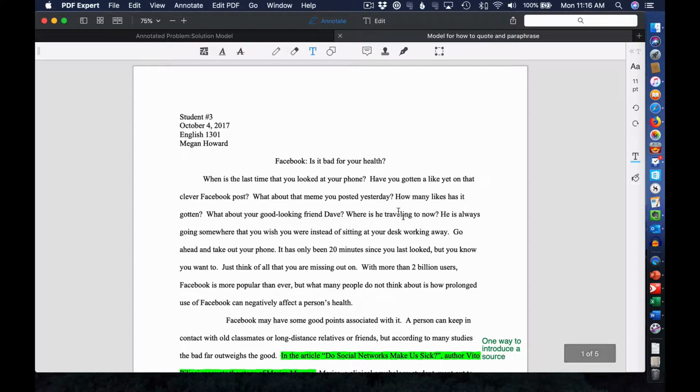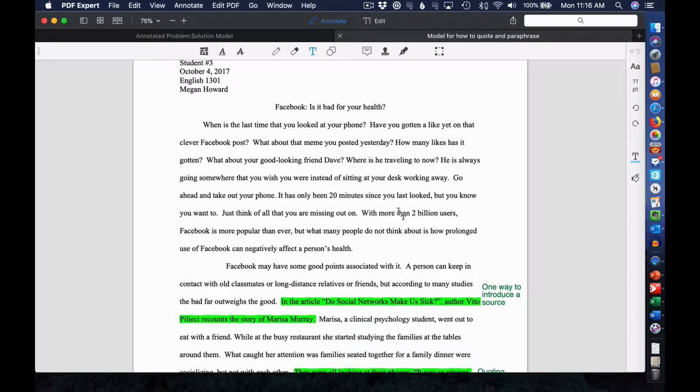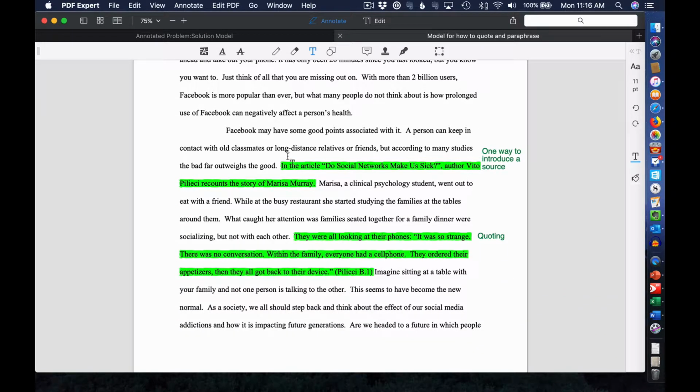I want to show you another model of a way to introduce sources in an actual essay. This is more of a formal researched argument. So it looks a little bit different than the writing experience that I'm asking you to do, but it's still a really good model too, so it's not a bad one to look at, and I'll include it here as well.